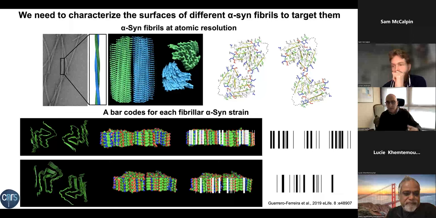And what you can see here is a stack of negatively charged or positively charged amino acid residues. If we replace these blue positively charged residues by thick bars and the acidic residues by thin bars, you obtain a barcode that differs from one polymorph to another. And this is what we are really interested in.